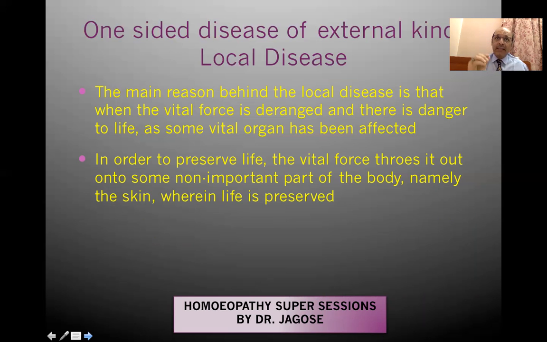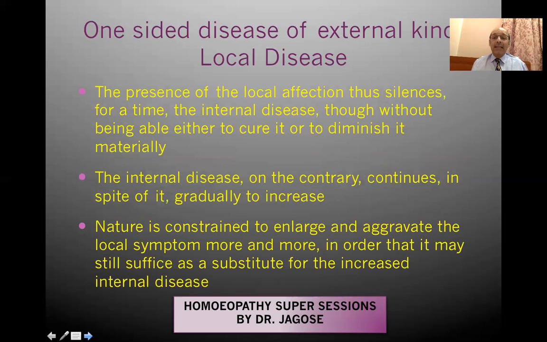So a local disease is there, the vital force has been deranged, some important vital organ has been affected, which is threatening life. In order to preserve life, the vital force throws out the disease onto the exterior part of the body, or onto a non-important part of the body, and thus the life can be saved. In order to preserve life, the vital force throws it out onto some non-important part of the body, namely the skin, where life is preserved. The presence of local affection thus silences for a time the internal disease, though without being able either to cure it or to diminish it materially.